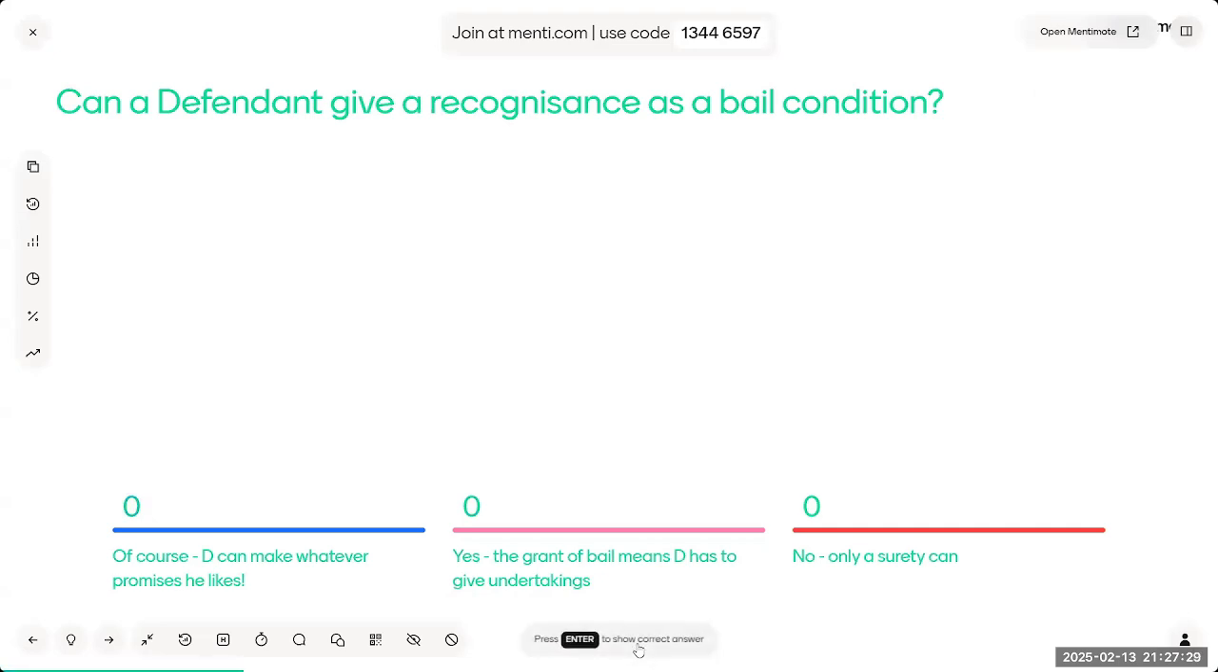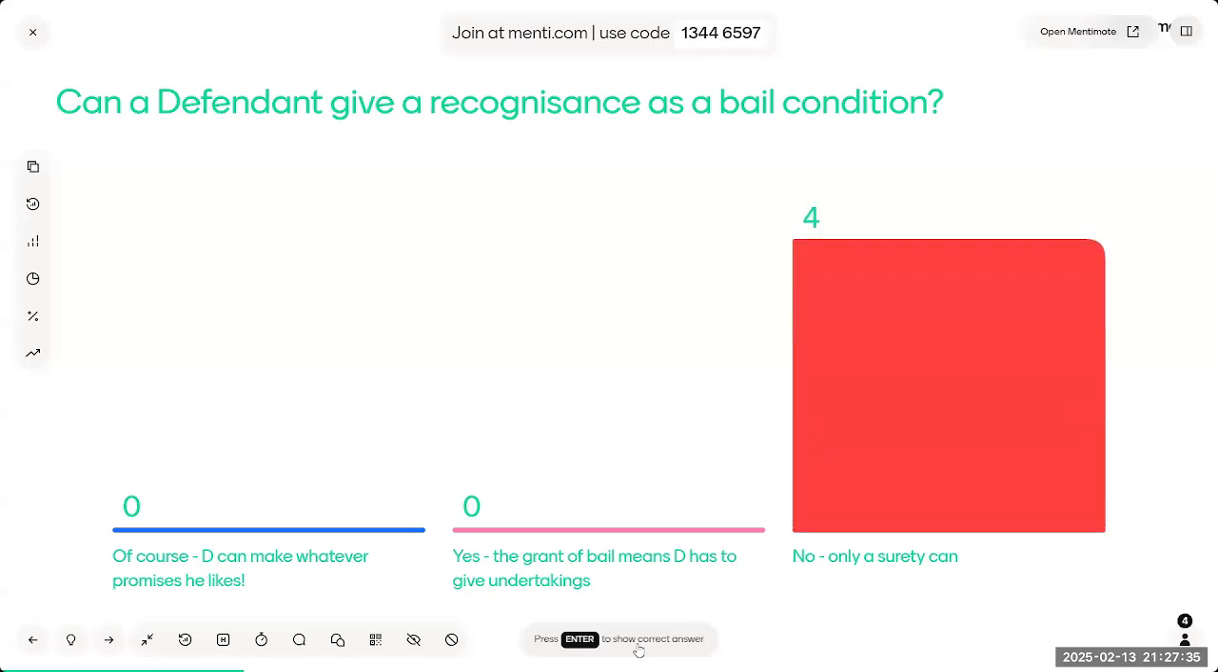Can a defendant give a recognizance of bail? Of course, he can make whatever promise he likes. Yes, the grant of bail means he has to give undertakings. No, only a surety can. We did this the other night, so we know only a surety can give a recognizance of bail.